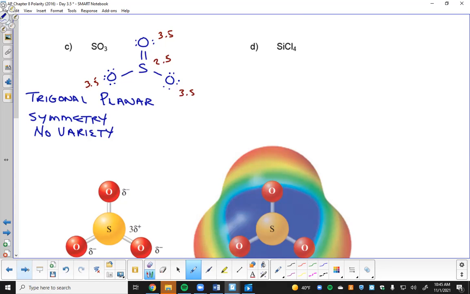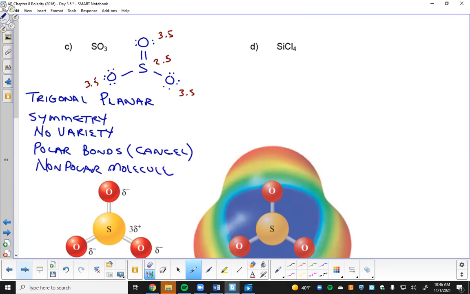Symmetrical, no variety. That means even though it's all polar bonds, they cancel. Non-polar overall. Just because you have polar bonds does not necessarily mean you have a polar molecule.